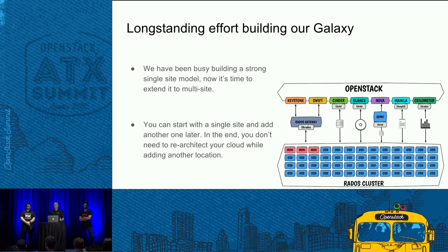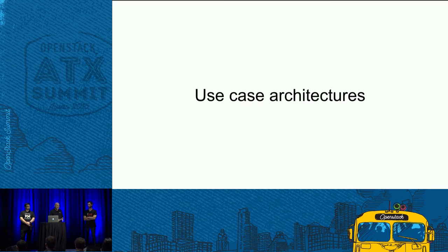and we have a very solid starting point to extend. Now, the good news is a lot of you started with one OpenStack deployment, a single site, and now that it matures and you move to production, it's time to take care of how we back it up and how we have a disaster recovery plan for it. You can start small and grow. You don't need to re-architect your cloud just to support multi-site. That's the beauty of it. We start with a single site and add another one later, and you don't need to re-architect your cloud or application or anything to support it. So it's an organic disaster recovery. And with that, let's zoom in one by one on the use case architectures.